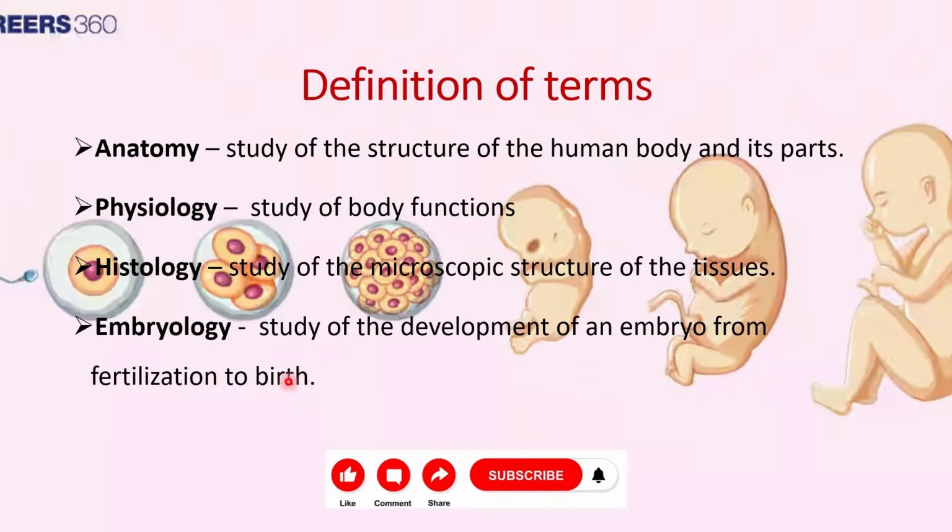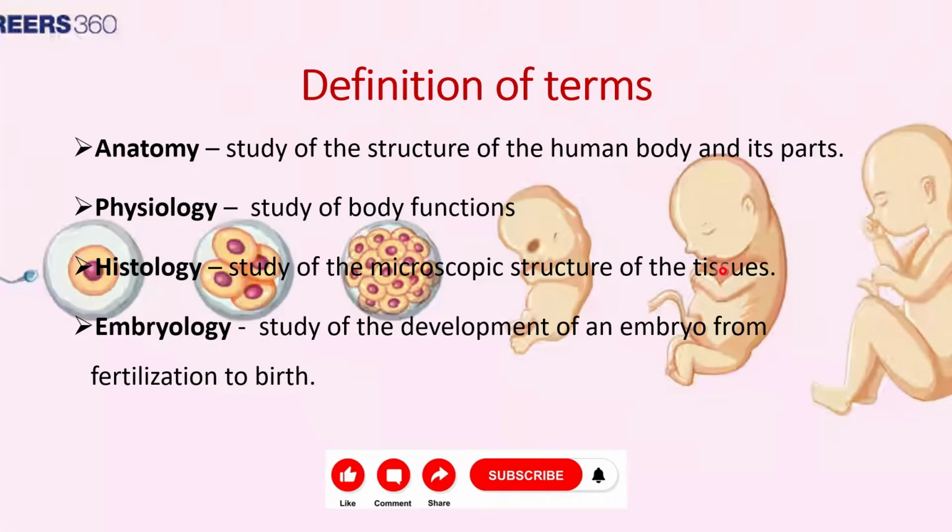of an embryo from fertilization to birth, as we can see in this image in the background. So it is the study of fertilization taking place here, and then the multiplication of cells and the development of this embryo to give us a fully formed fetus. That is embryology. So embryology includes the development of various organs, the development of the whole fetus, and the development of even the various systems of the body.